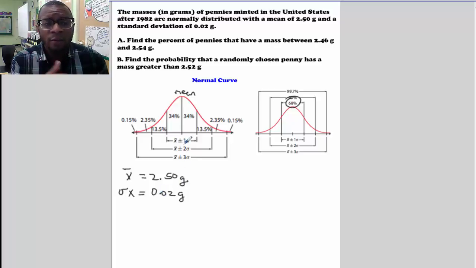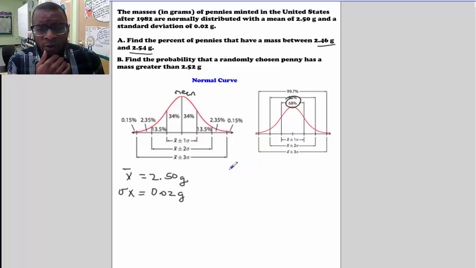Okay, and for part A, the first thing we want to do is find the percent of pennies that have a mass between 2.46 grams and 2.54 grams. So we're given this interval of mass of pennies, and we want to find the percent of pennies in that interval. The first thing we want to do is take our mean and find out how many standard deviations these two values, 2.46 grams and 2.54 grams, are away from our mean value.